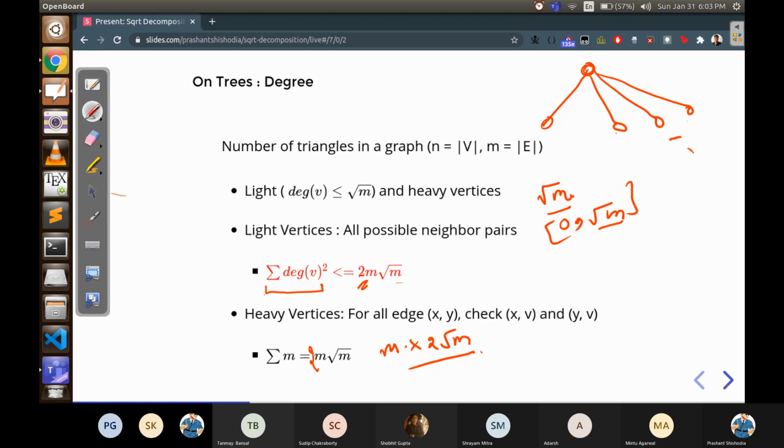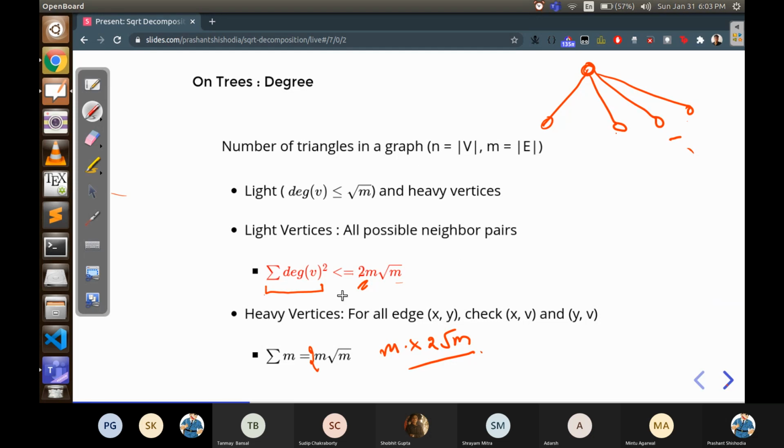So when every degree is root m, then I get root m the whole square into, there can be root m vertices in that case. So it will be root m into m, right? But it's not necessary that they will achieve this inequality always, right? So consider the other case.